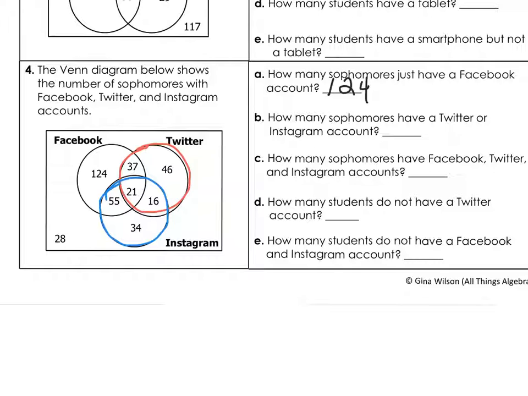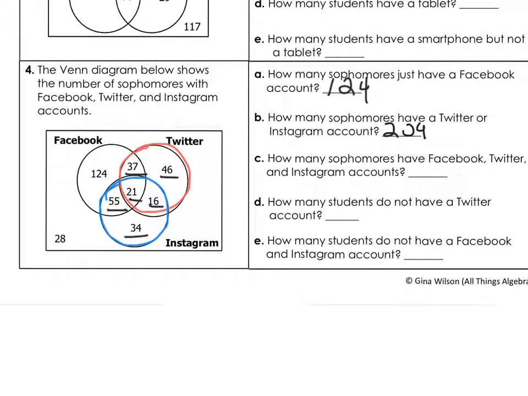So now when we do that, we're going to add up all of the Twitter people. So we have 37 plus 46 plus 21 plus 16. But we also have to add into that the Instagram people, 55 plus 34. So that's going to give us 209 for that answer when we add all of those numbers up.